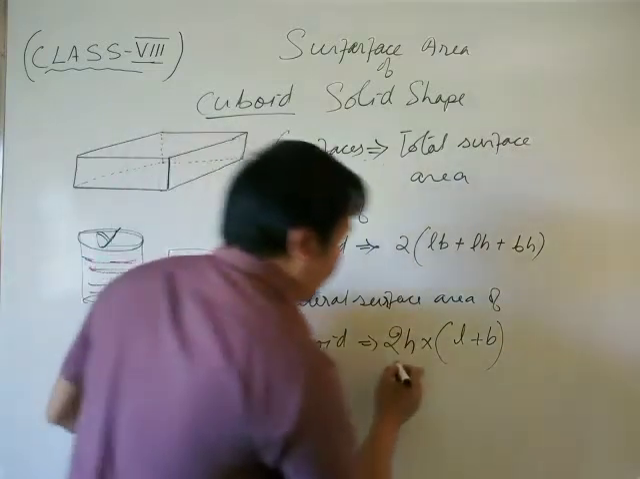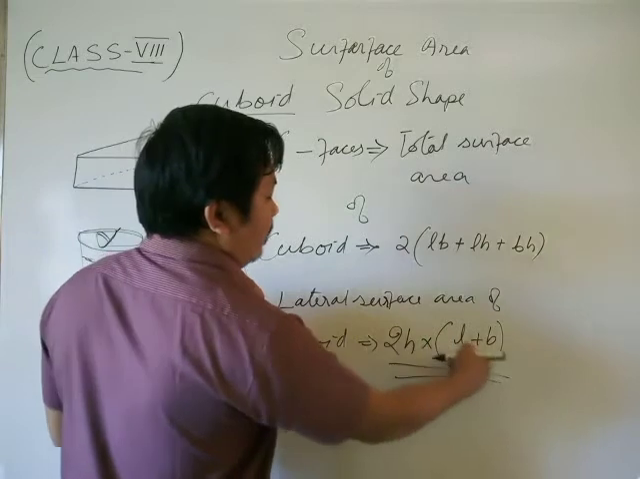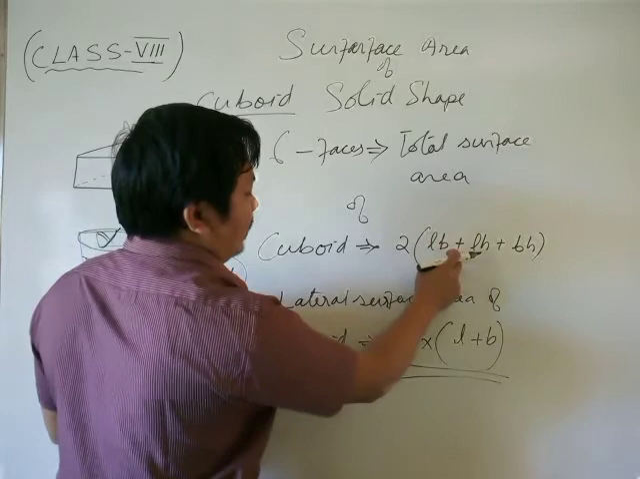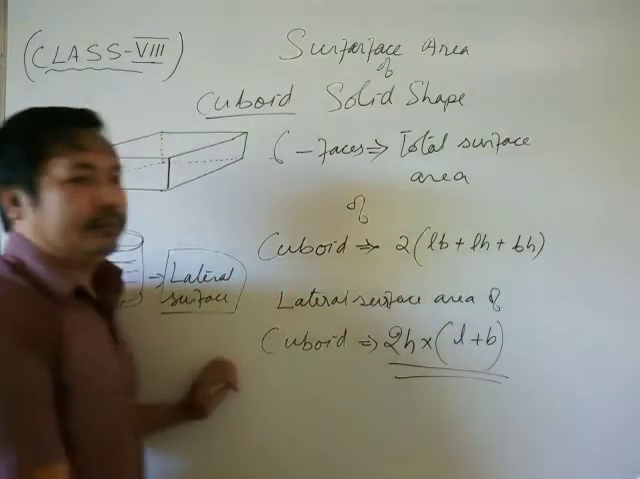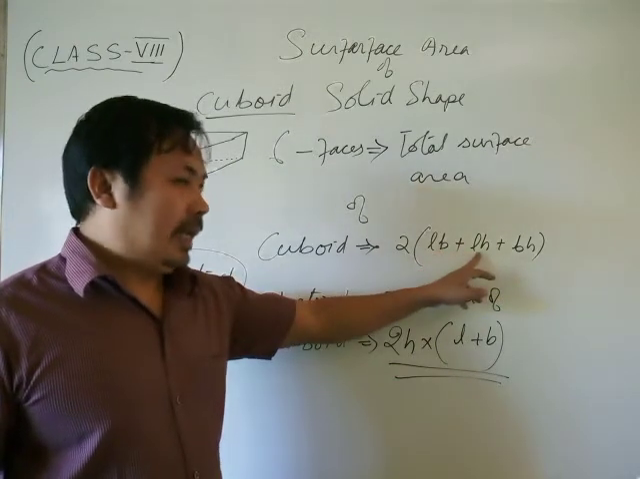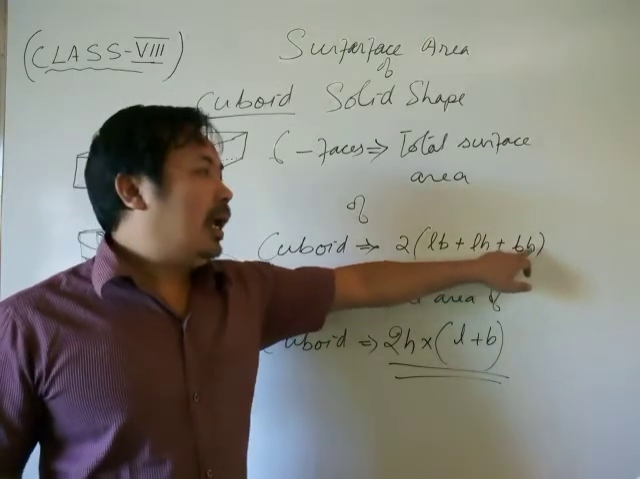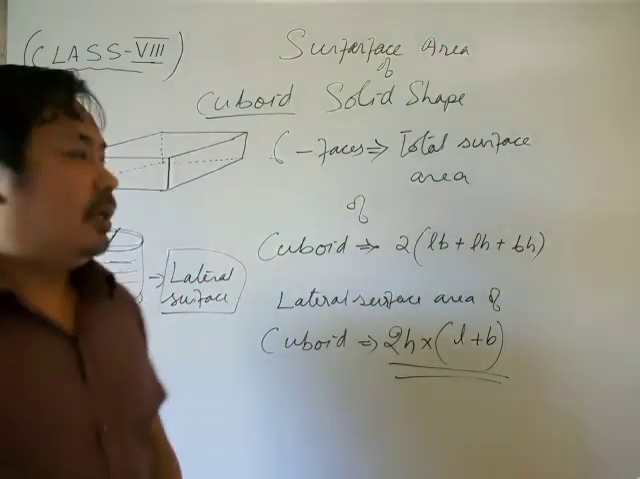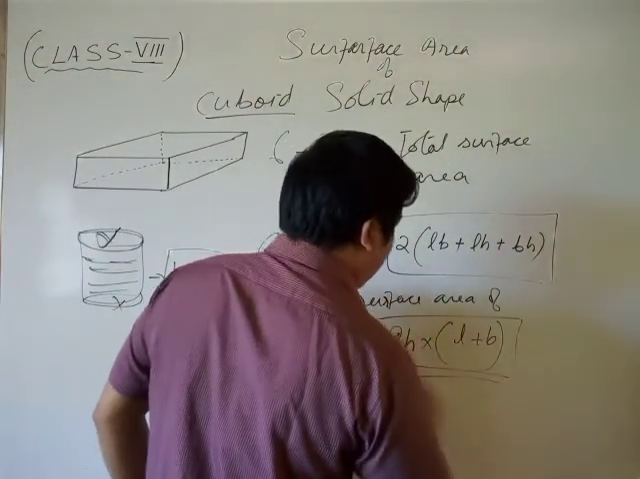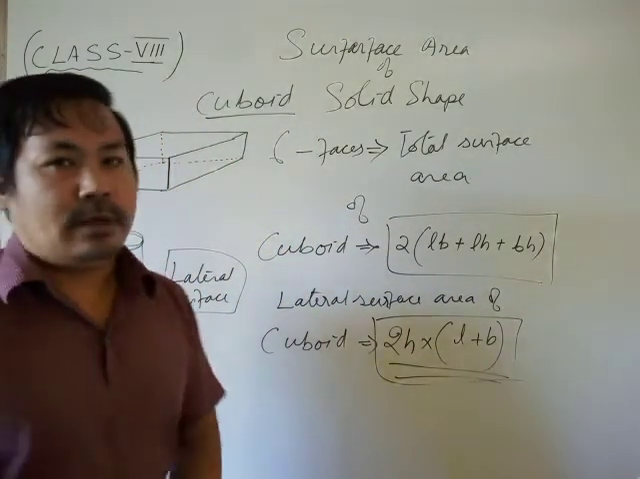Once again, the lateral surface area of the cuboid is 2h into (L plus B), and the total surface area of the cuboid is 2 into (LB plus LH plus BH). L stands for length, B stands for breadth, and H stands for height. These are the formulas that you have to remember to find the lateral and total surface area of the cuboid. Let's go to the next part of this chapter.